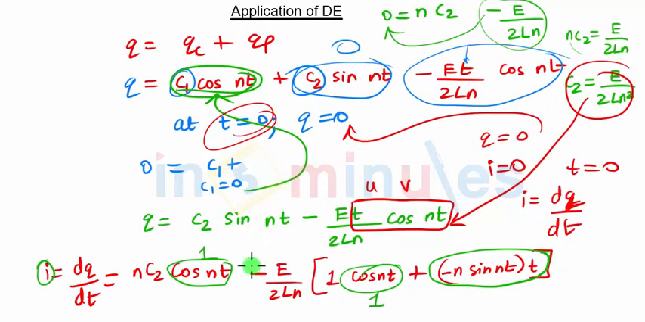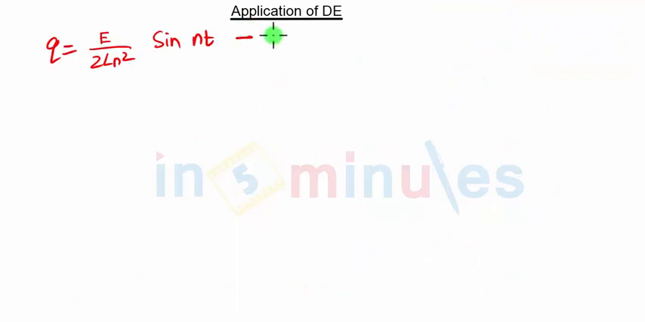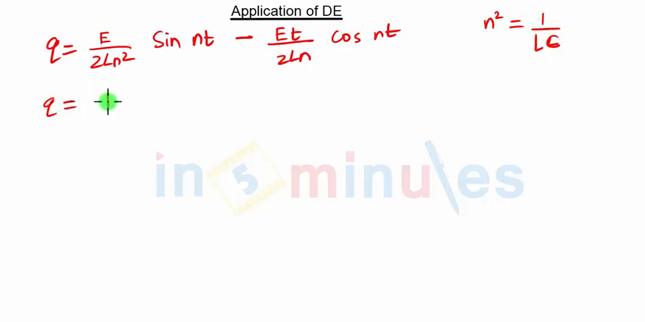Then we have sine of nt, minus this term which is et upon 2ln cos nt. We know that in the given equation we are given n square equal to 1 upon LC. So we can substitute n square equal to 1 upon LC. So we get e upon 2l, instead of n square we can write 1 upon LC into sine nt.